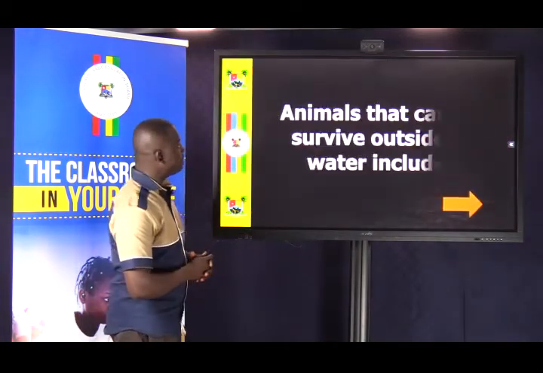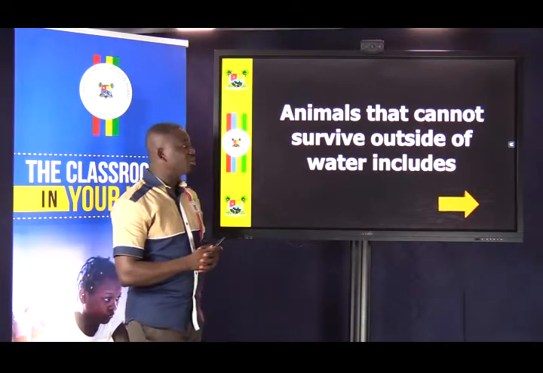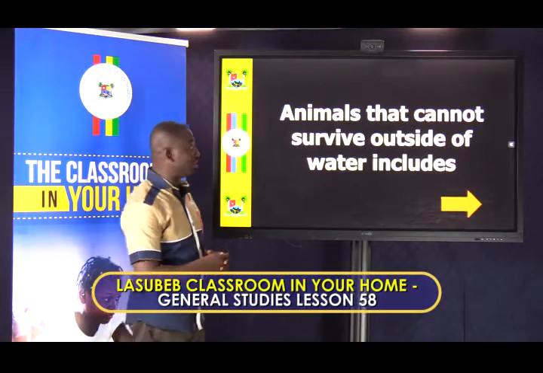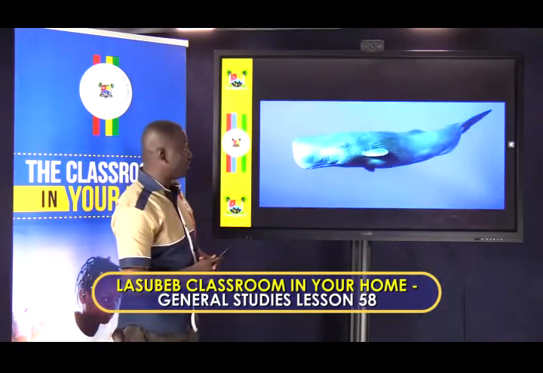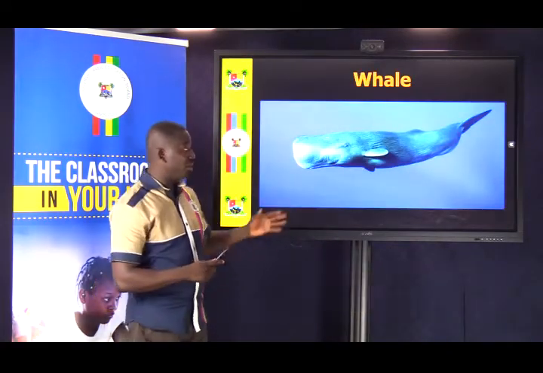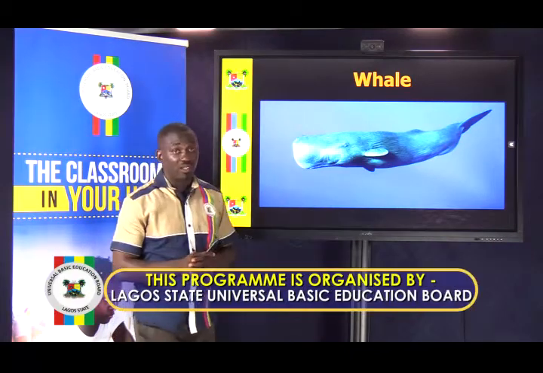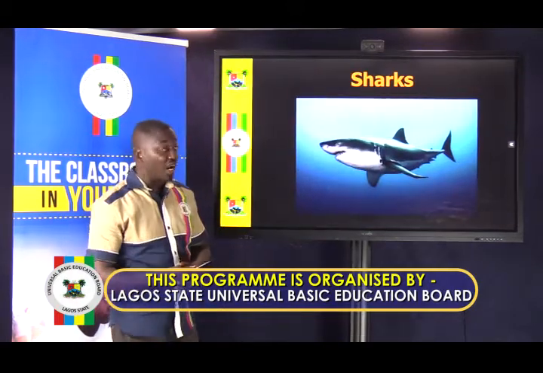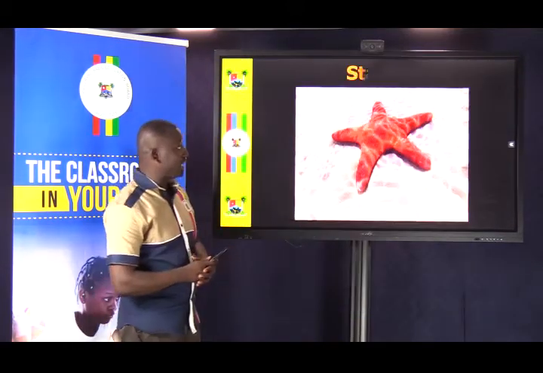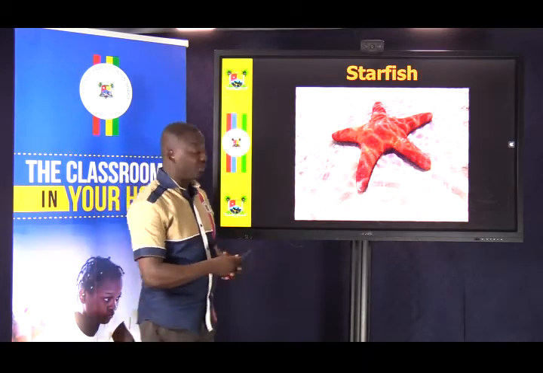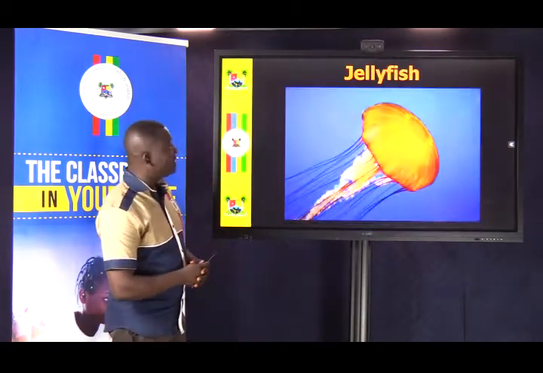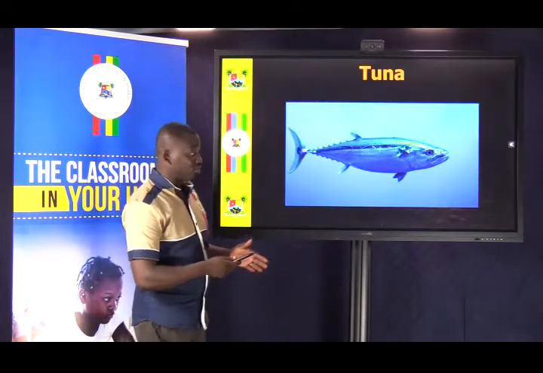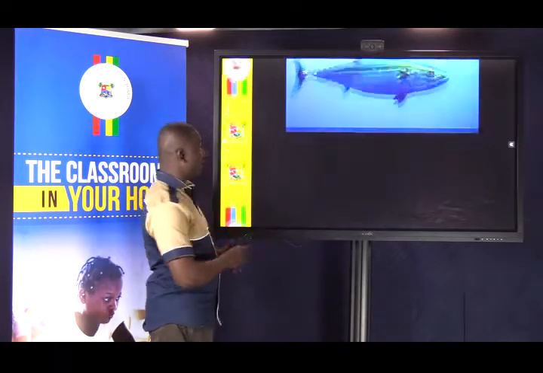Okay, let's continue. Animals that cannot survive outside of water include, so we want to look at those animals that cannot survive outside of water. The whale cannot survive outside of water. Once you take the whale out of water, it dies. The whale, the sharks cannot survive out of water. Starfish, they cannot survive out of water. Jellyfish, they can't survive out of water. The tuna is also a fish, cannot survive out of water.